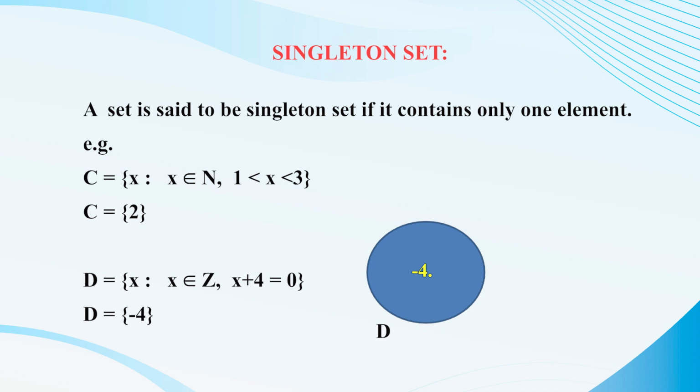Let us take up one more example. Here is set D which contains x such that x is an integer and x plus 4 is 0. We know minus 4 is the only integer which when added with 4 will give 0. So, set D will have minus 4 in it. If we consider this circle as set D, it will have a single element, minus 4, in it. So, it is a singleton set.